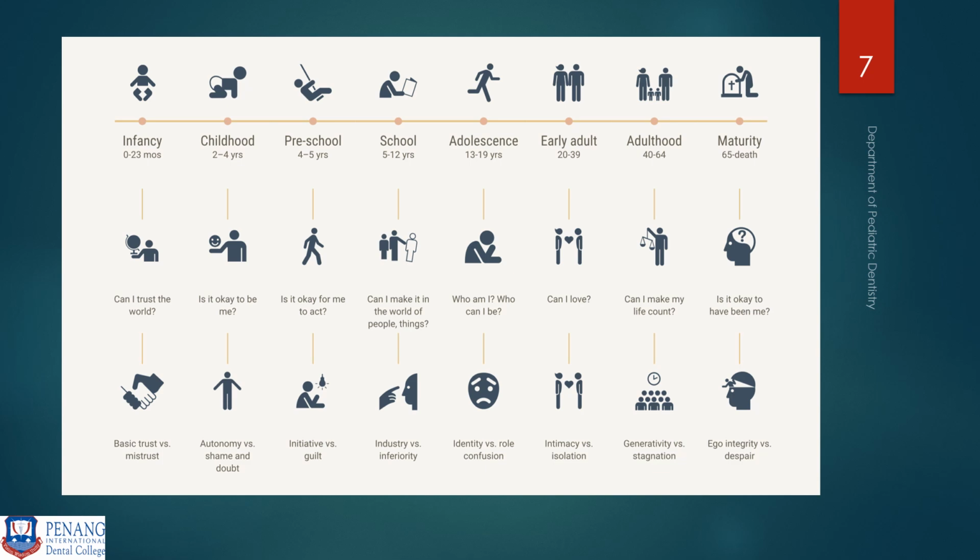And once you successfully cross that, you come to the stage of late adulthood or maturity. And the question the individual at this stage asks is, is it okay to have been me? Is it okay to be me? Okay, and here we have the crisis of ego integrity versus despair.